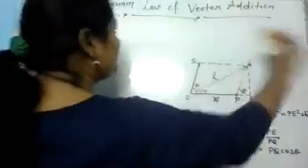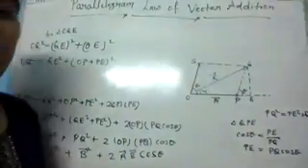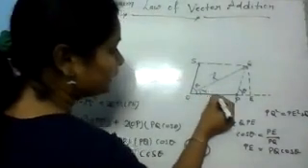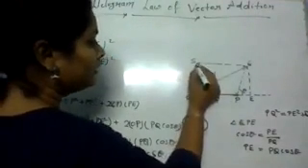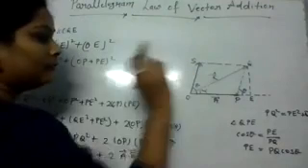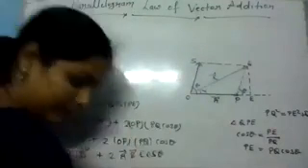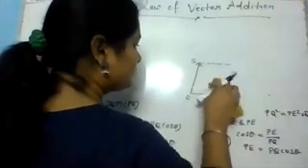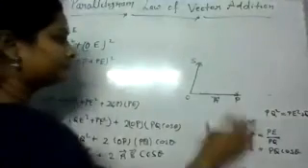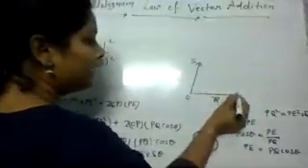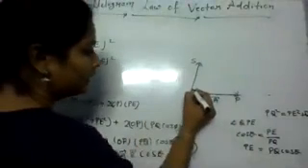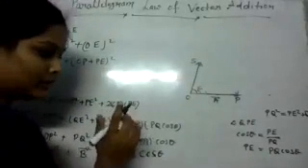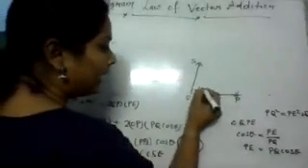So here this is the parallelogram law of vector addition. Now see, we have two vectors, A vector and B vector. Let me redraw this so it will be easier to understand. So we have two vectors, A vector and B vector. These vectors are making angle theta with each other. Is that clear?